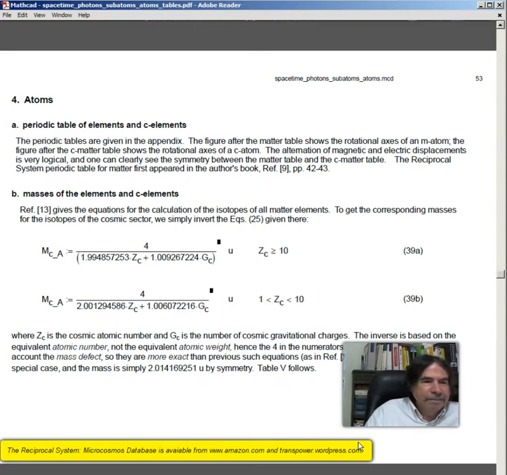Okay, so Z sub C is the cosmic atomic number and G sub C is the number of cosmic gravitational charges. The inverse is based on the equivalent atomic number, not the equivalent atomic weight, hence the 4 in the numerators. These equations do take into account a mass defect, so they are more exact than previous such equations, such as those in reference 22. Z sub C equals 1 for deuterium is a special case, and the mass is simply 2.014169251 U by symmetry.